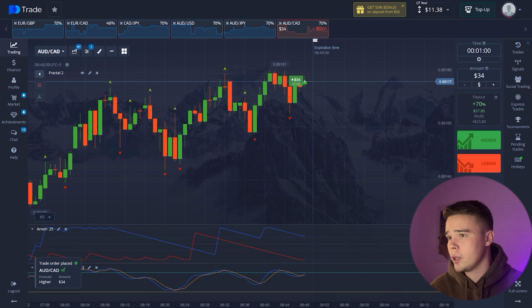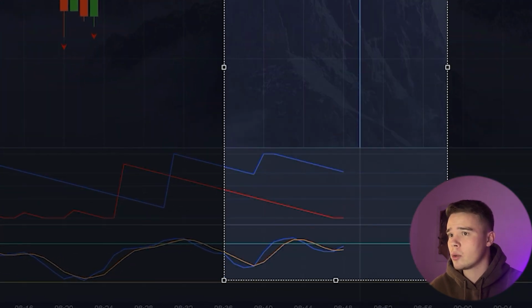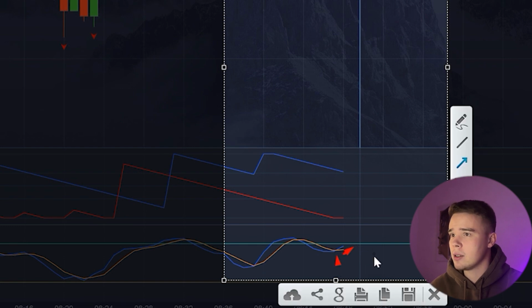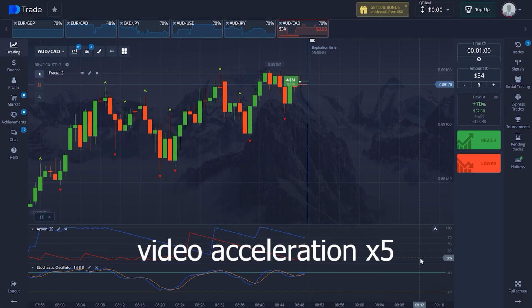The new trade is going to be on the upside. Watch, the blue stochastic line is crossing the orange line from bottom to top. This is a signal that price may rise. Look at the fractal. It is at the bottom of the candle, which means price is going up from it. Let's check it out.